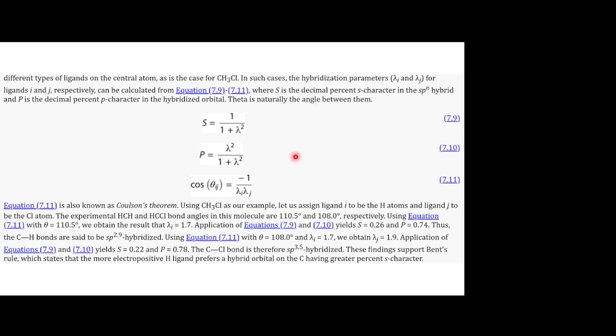And so theta is going to be the naturally occurring angle between them. It's theta right there. So that's going to be the angle between these two different I and J, so a hydrogen carbon chlorine angle. Okay. And then you'd put in this value for the I and the J. And that will give you, well, vice versa. If you know the angle, this would give you these values right here, right? And then you can sub one into the other.